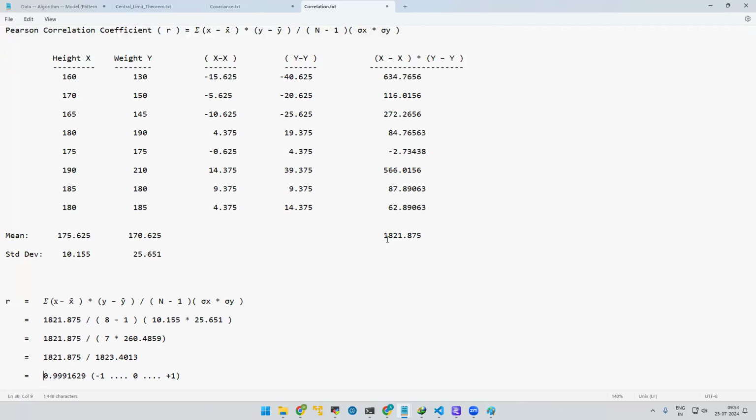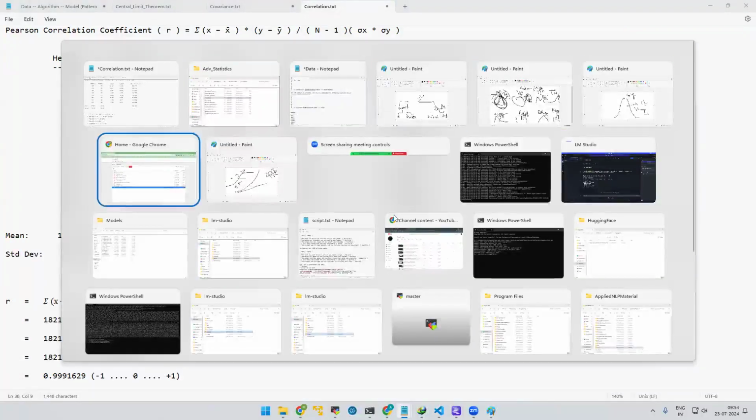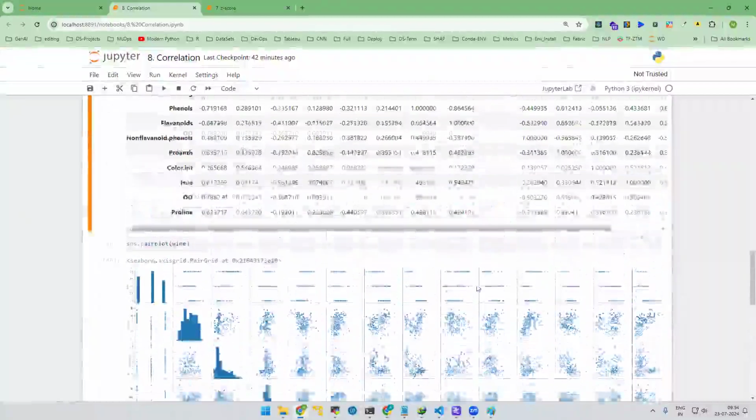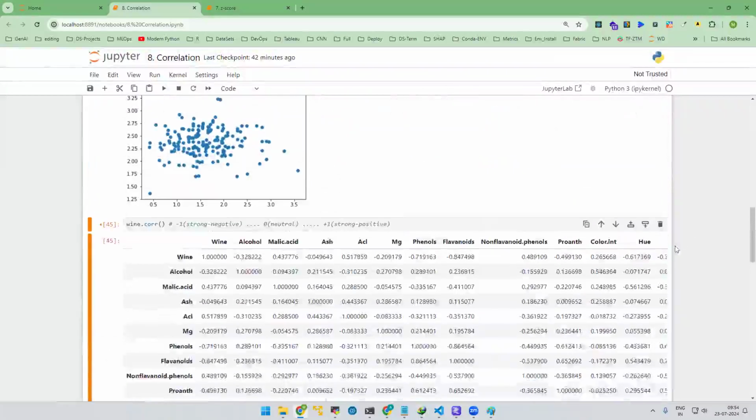So, sir, where will we use this? I mean, whatever you taught us today. Just now we have seen the correlation, how to find it. Now, we can use it in feature selection, to pick the most important columns. You will see that in ML internals.